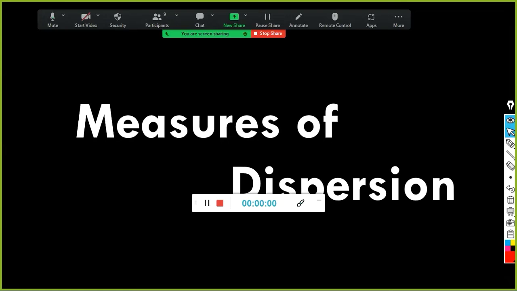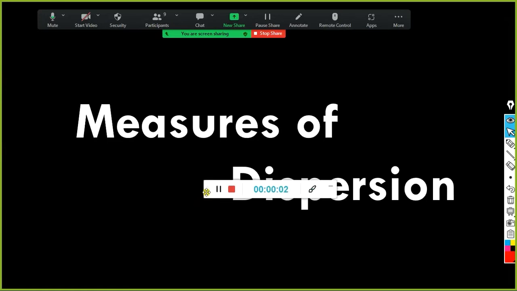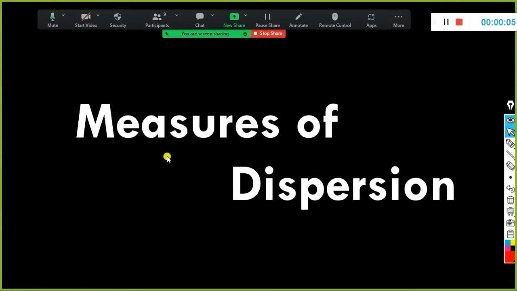Let us continue with the measures of dispersion or the measures of spread in today's session also. So we discussed what is measures of dispersion. It is also called a spread, measures of spread or measures of variability. This is what we have discussed in the last session.